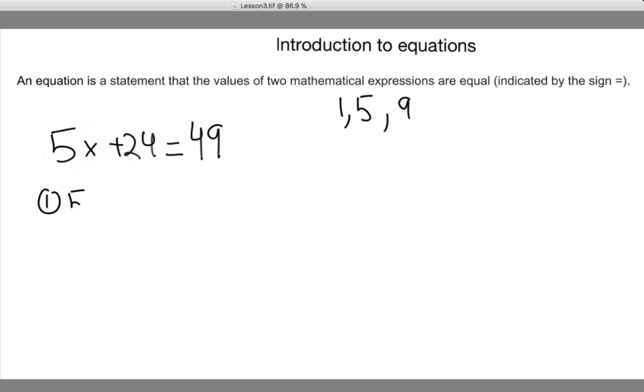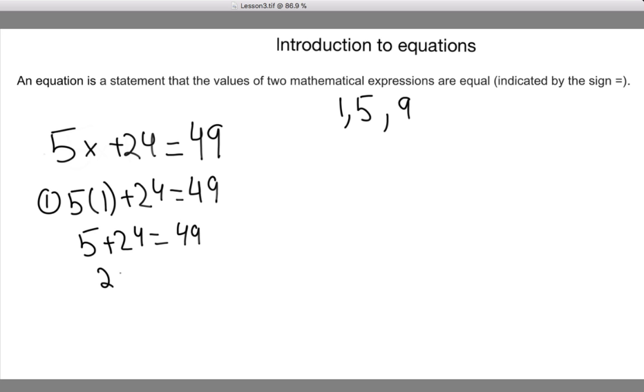So let's start with our first one. Let's plug in the number 1 for x. 5 times 1 plus 24 equals 49. We know that 5 times 1 is actually just 5, so we're going to have 5 plus 24 equals 49. And we have 29 equals 49. This is definitely incorrect because 29 is actually 20 numbers off, whole integers off.